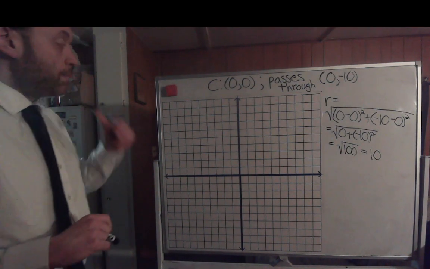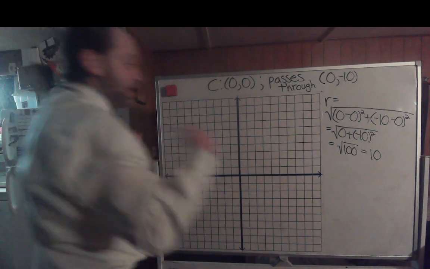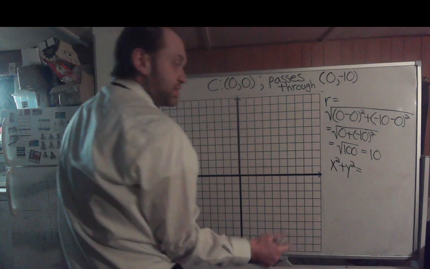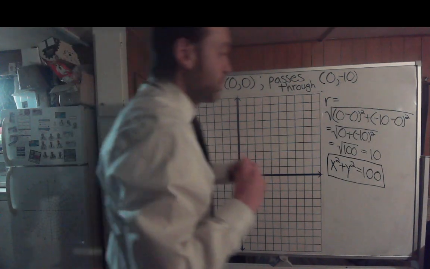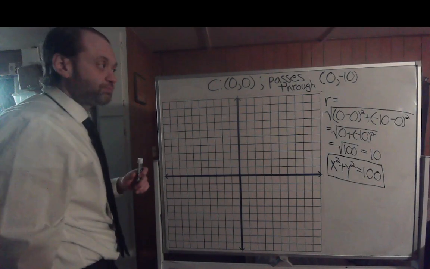Alright, so the center is 0, 0, that means you're going to get x squared plus y squared equals your radius of 10 squared, so that would equal 100. So we have x squared plus y squared equals 100. That would be the equation of this circle.